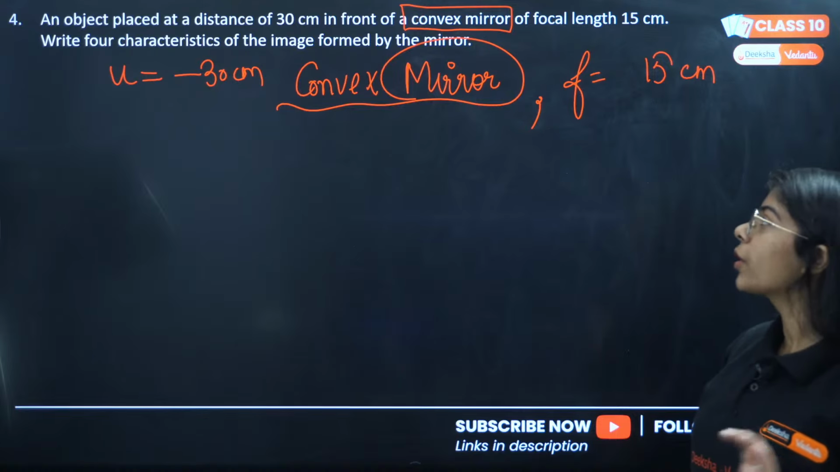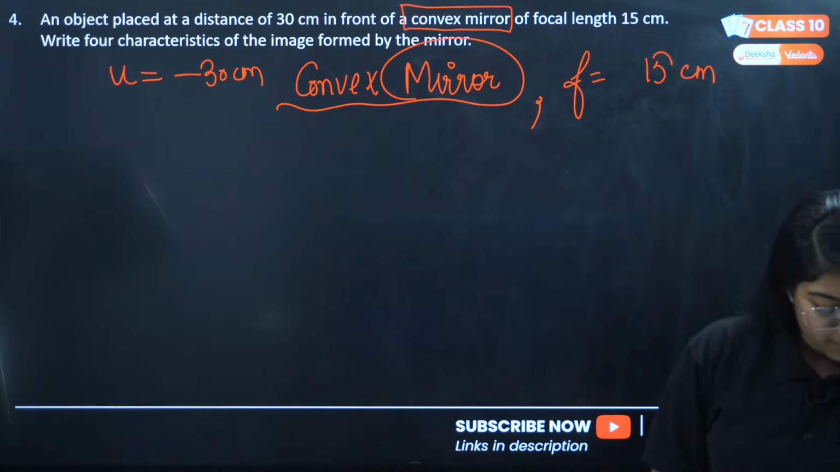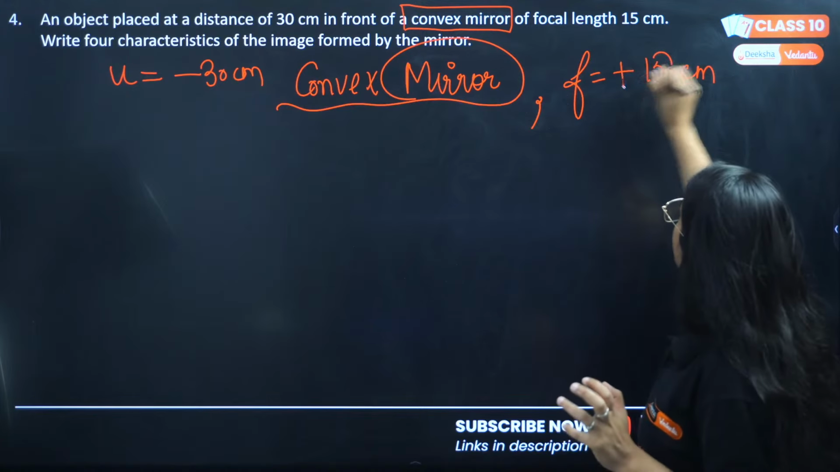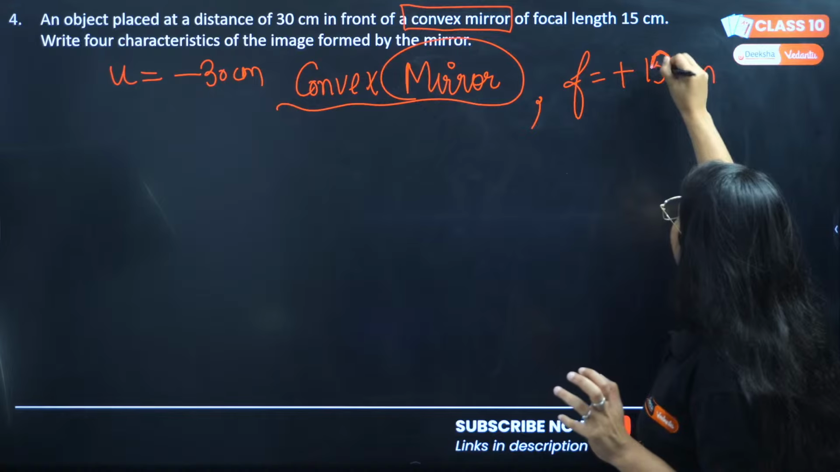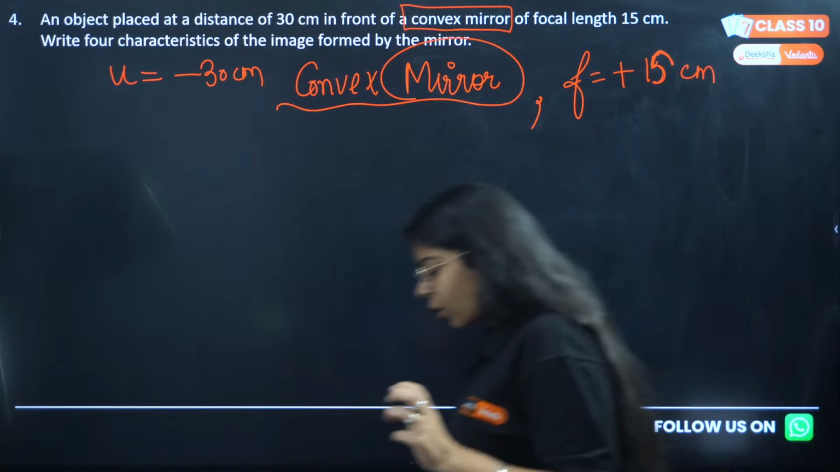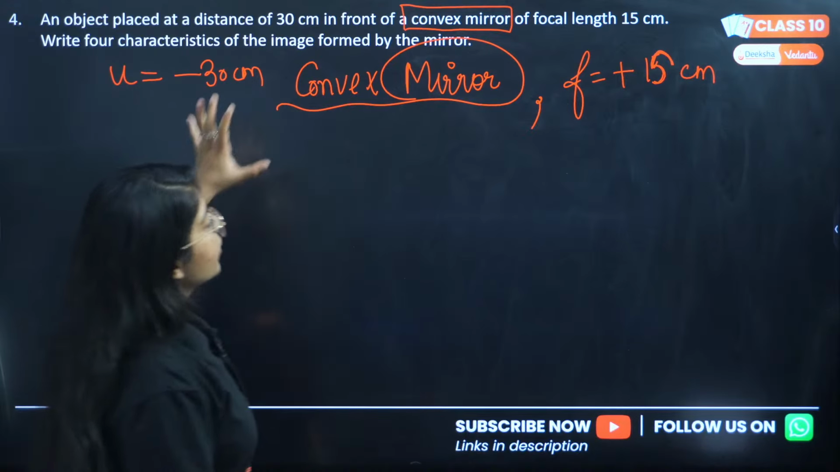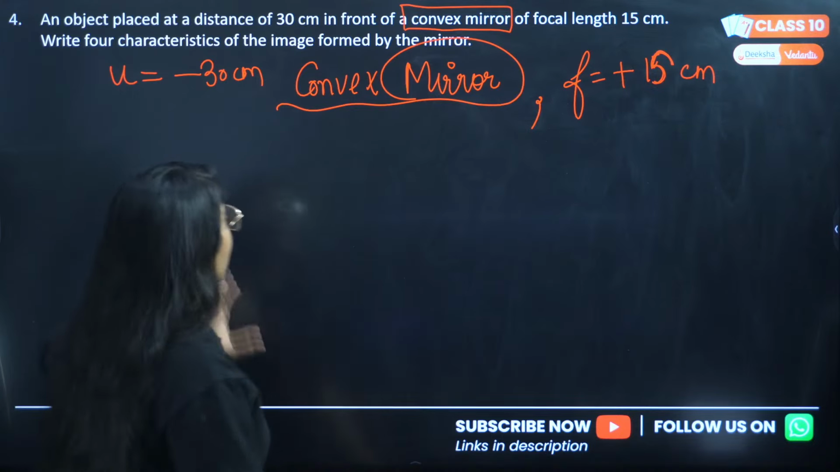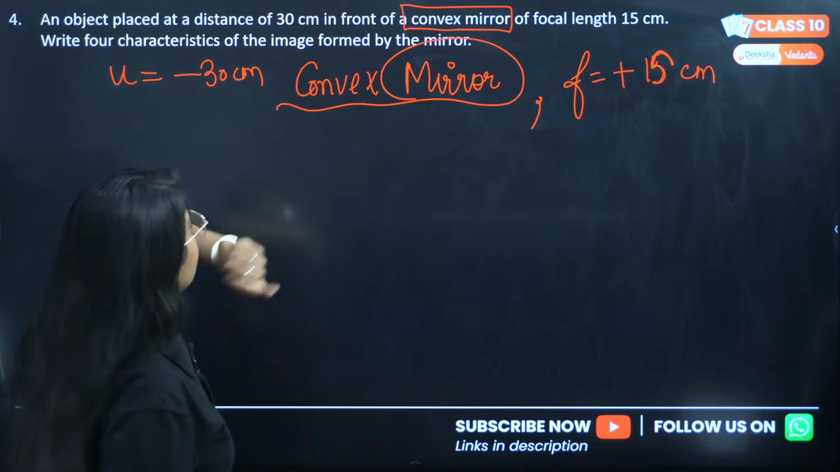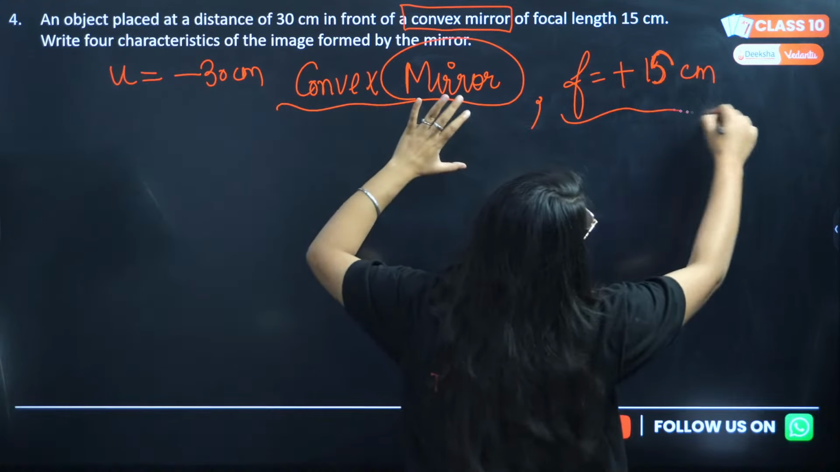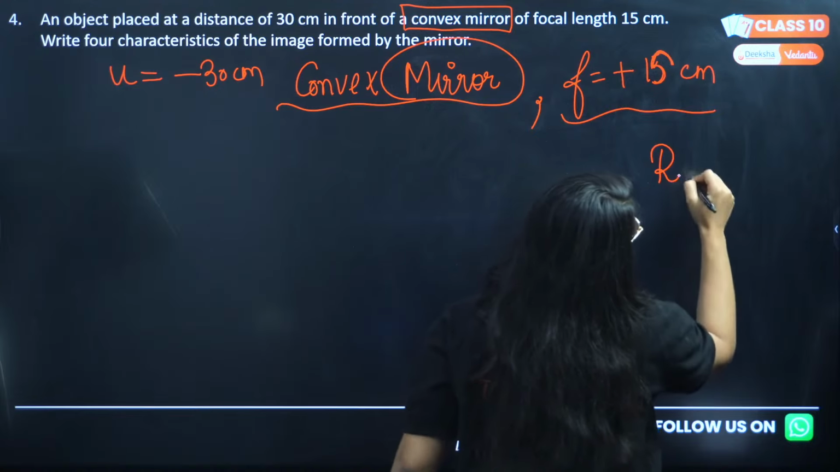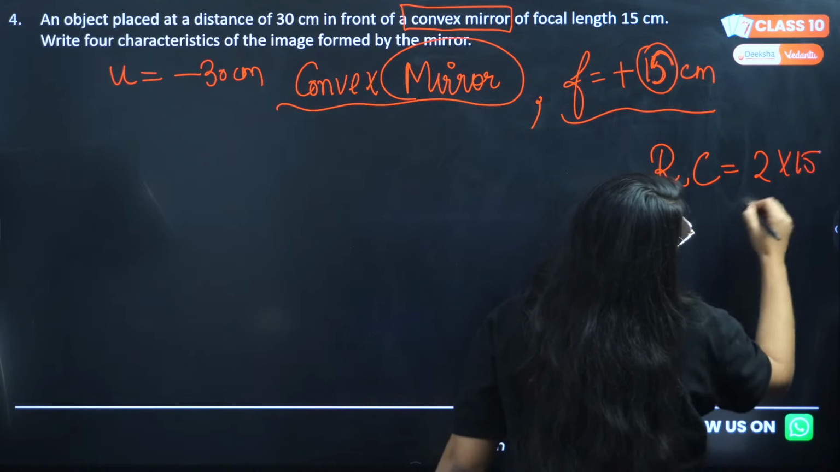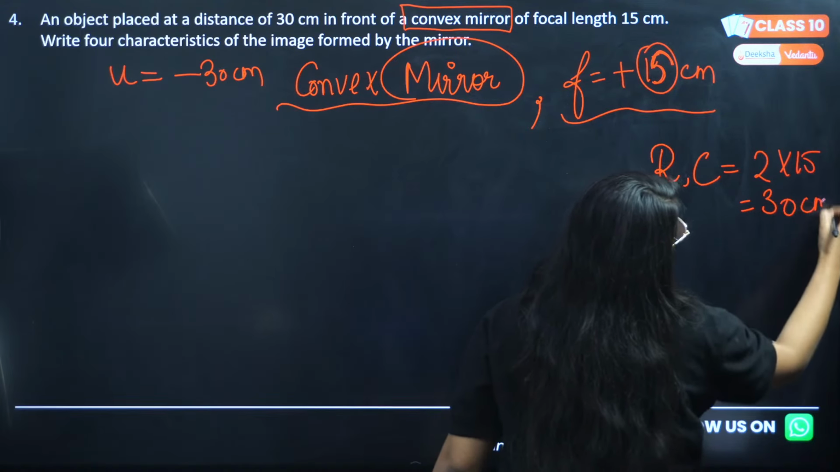Then we have to write 4 characteristics of the image formed by the mirror. So the focal length of this mirror is positive. Of a convex mirror the focal length is always positive. Now you can either solve this question or you can use your brain very cleverly. See, the object is at 30 centimeter. Let me calculate the center of curvature for this. The radius of curvature will be 2 times the focal length, 2 into 15, that will be 30 centimeter.